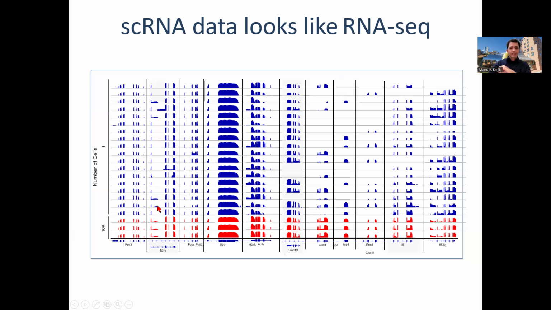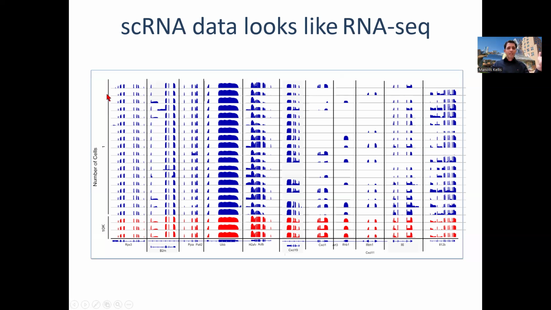In some cases, you might see some reads in the intron, and you might be wondering, what is happening here? Could it be that this RNA molecule was not fully spliced? Could it be that there's an alternative splicing event, and so on and so forth? So that's the kind of thing that you should worry about.